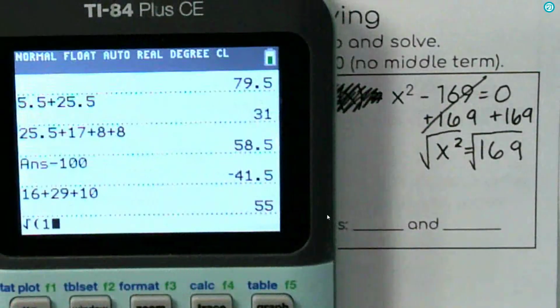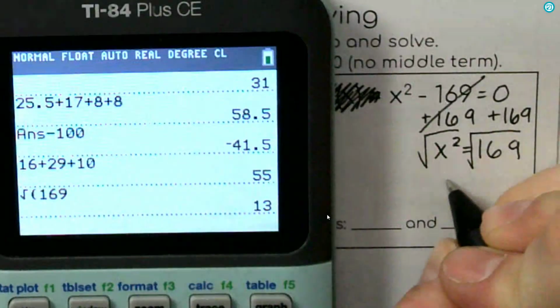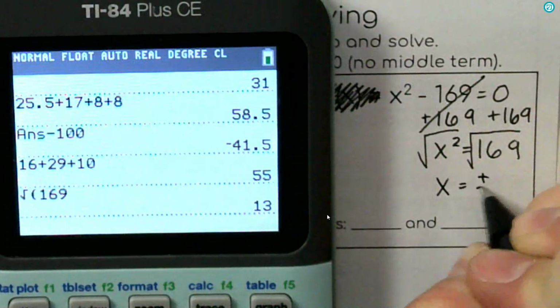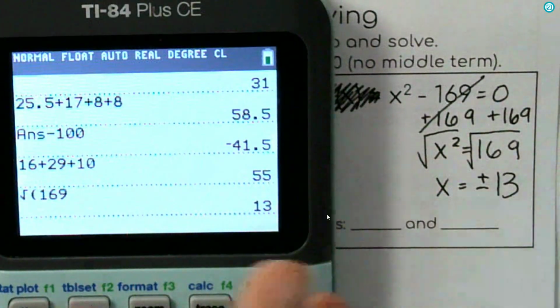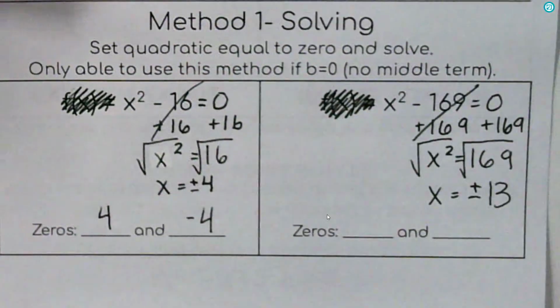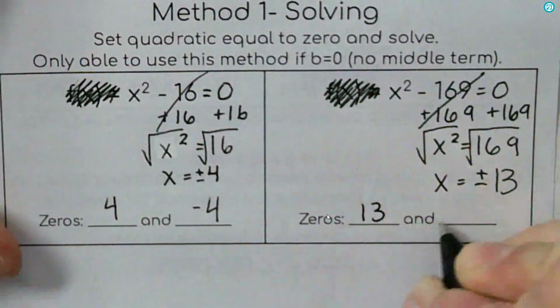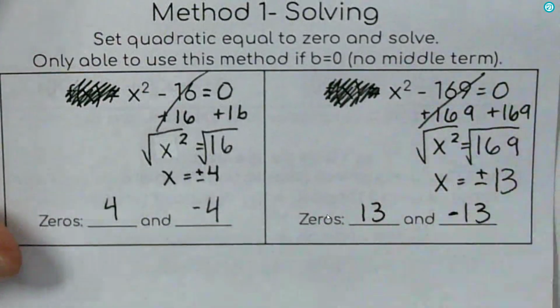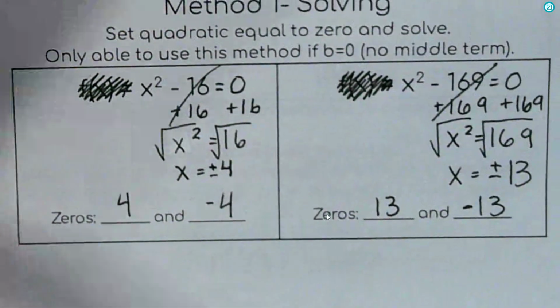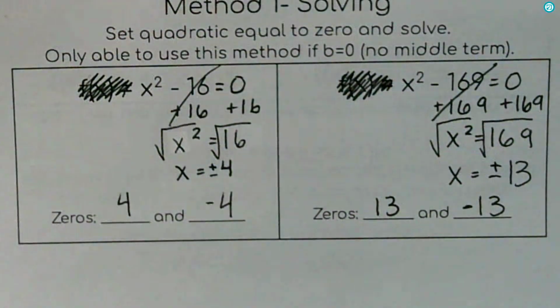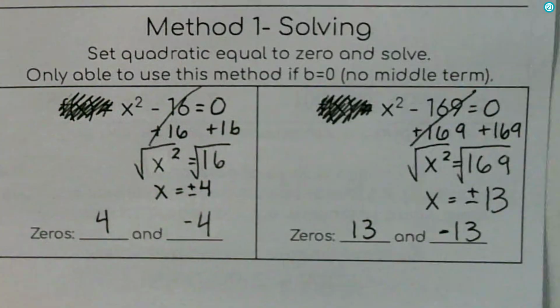Or you can put in 169. What's the square root of 169? 13, or negative 13. So our answer is plus or minus 13. And then we can separate that out into our zeros. Our zeros are 13 and negative 13. All right, any questions about solving?